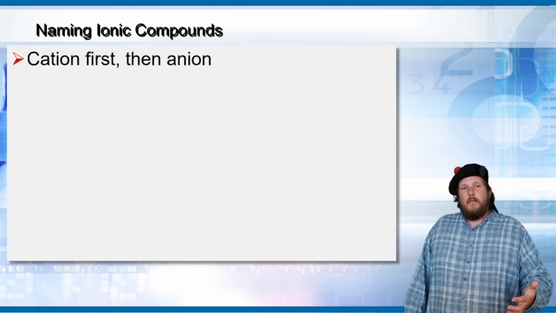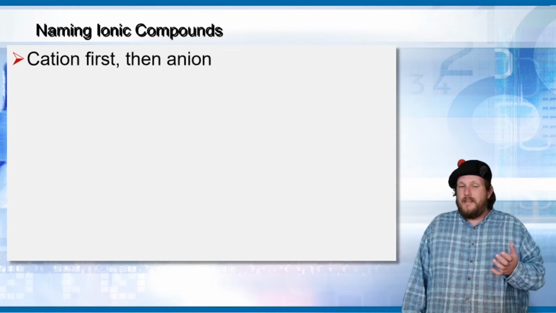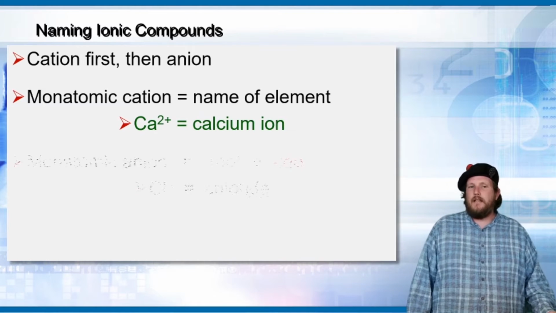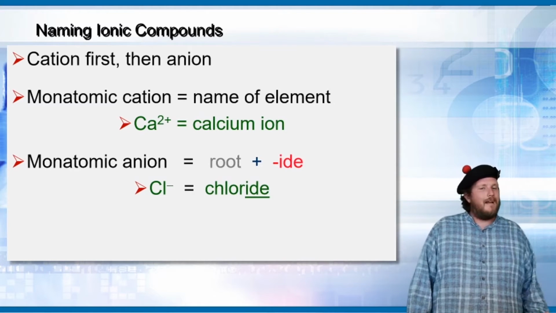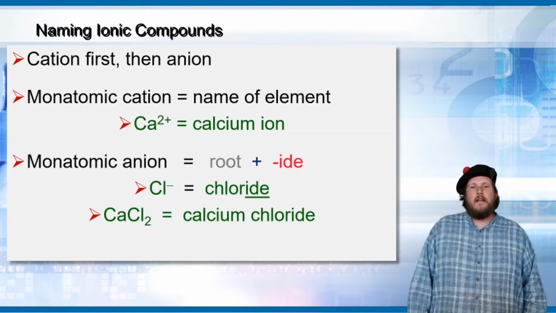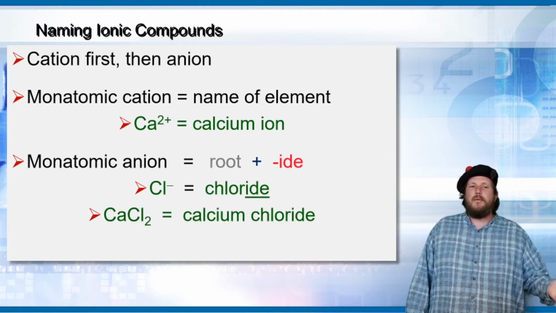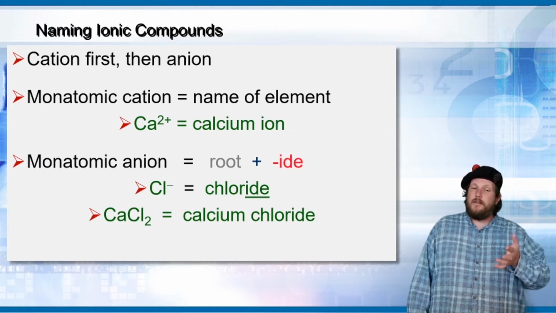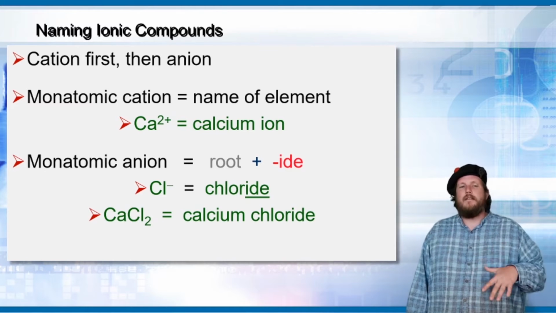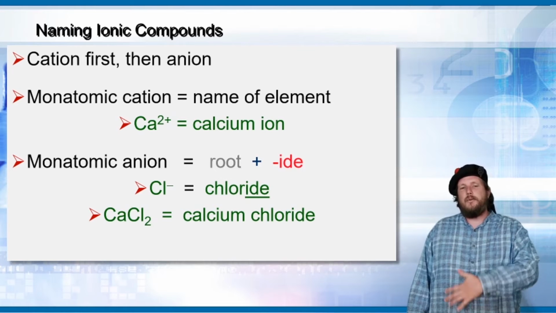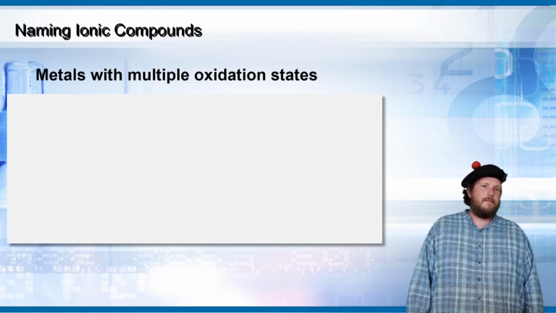So ionic compounds, cation first, then anion. The monoatomic cation takes the name of the element. Monoatomic anion is the root plus ide, so chlorine becomes chloride. So calcium chloride, Ca2+, the chloride, Cl-, but to balance those charges you need 2 of those Cl- so that you have the same number of positives and negative charges, and you get CaCl2 is calcium chloride.